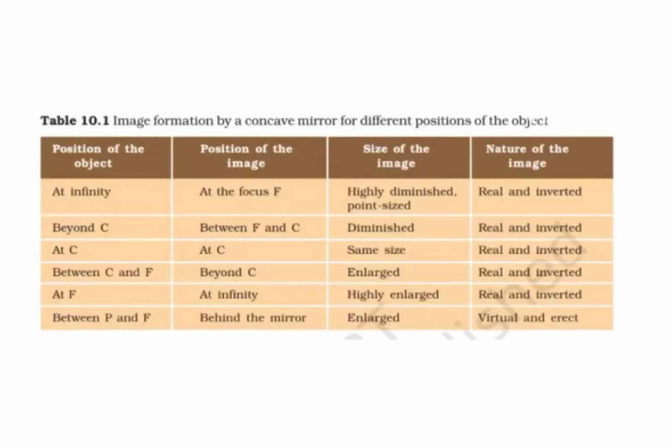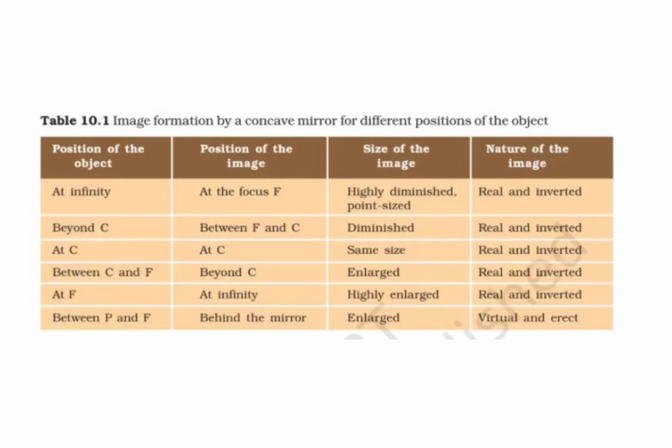Next topic is image formed by concave mirror. We will see that when object is placed at different positions from concave mirror, where image will be obtained, what will be its size and what will be its nature. Now for this you have to keep in mind that as the object is coming closer to the mirror, its image will be going away from the mirror.